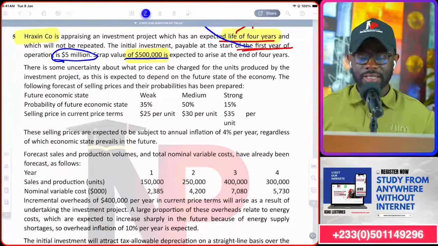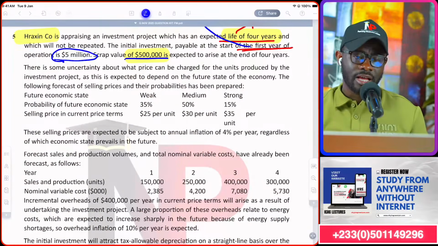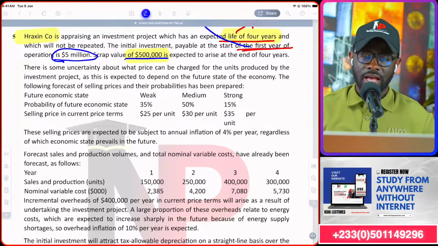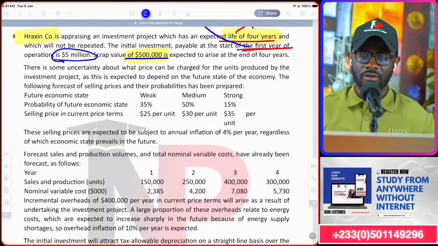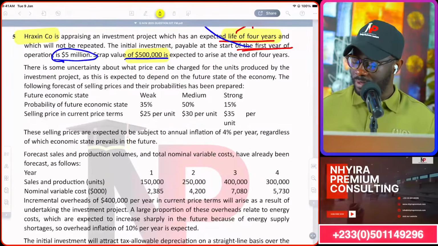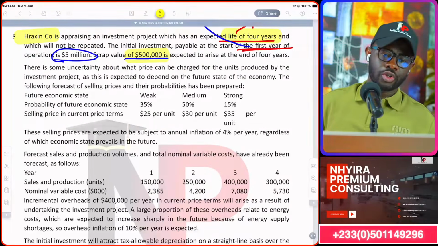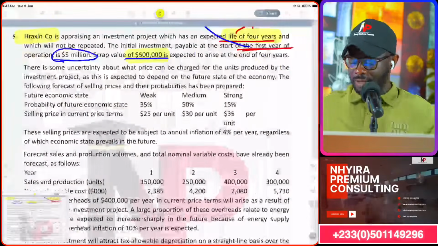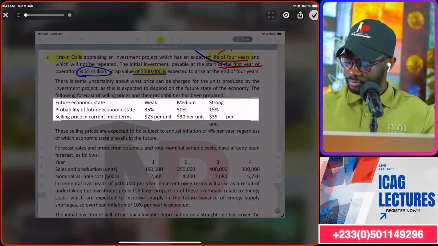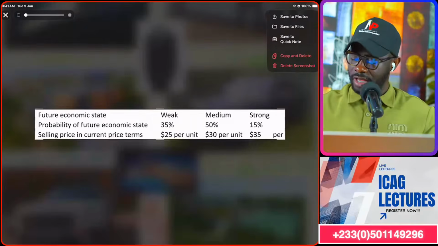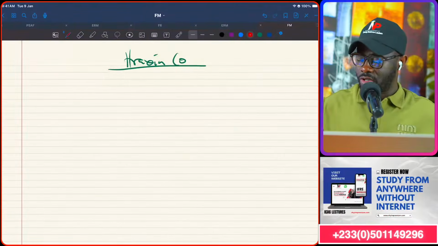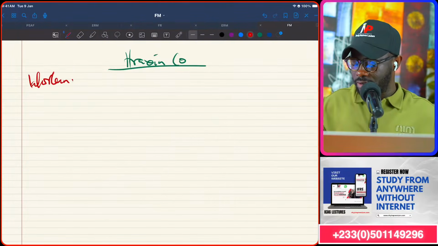There is some uncertainty about the price, about what price can be charged for the units produced by the investment project, as this is expected to depend on future state of the economy. The following forecasts of selling prices and their probabilities have been given. Okay, good news. So when you are giving forecast and probability, you use that to calculate the average selling price per unit. Or whatever it is the examiner gave us, you will use the probability to calculate the average selling price. So workings, let's begin to take some easy marks.